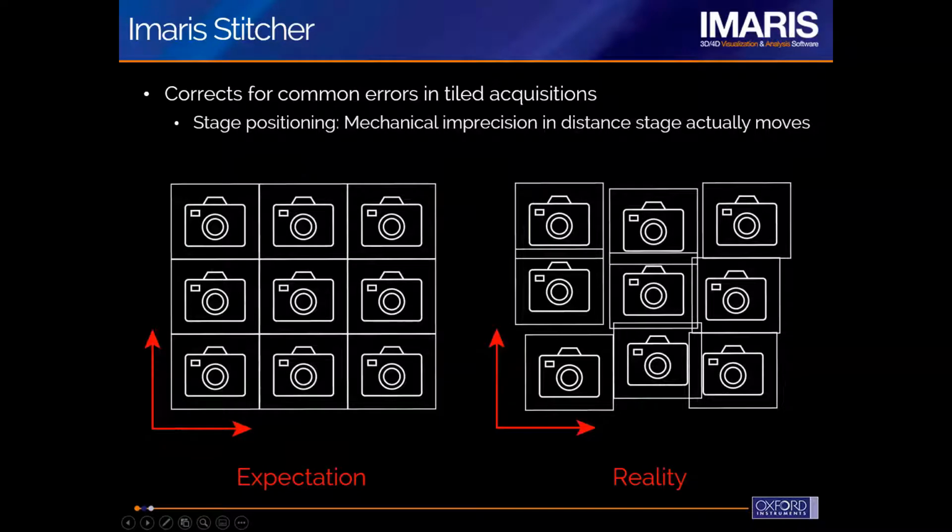The second issue we often see is stage positioning, which is simply due to the mechanical inaccuracy of a motorized stage, which can impact the distance that the stage actually moves when given a command. While we would expect perfect positioning as we move along, the resulting images can have variation in their overall position that deviates from the exact coordinates we've asked the stage to move to, as you can see in the exaggerated example here on the right. So the Imaris Stitcher also corrects for this while stitching your tiled acquisitions.